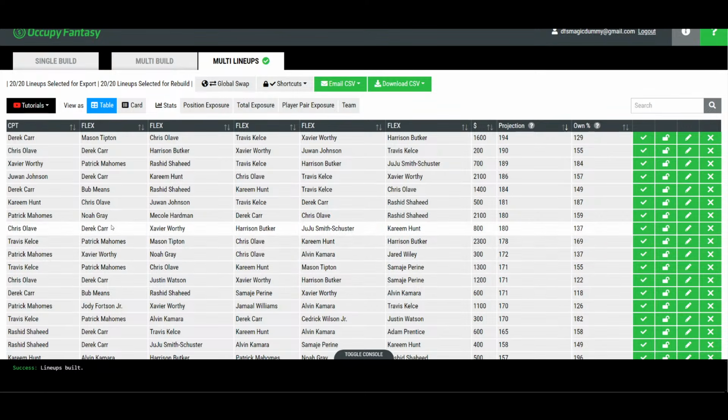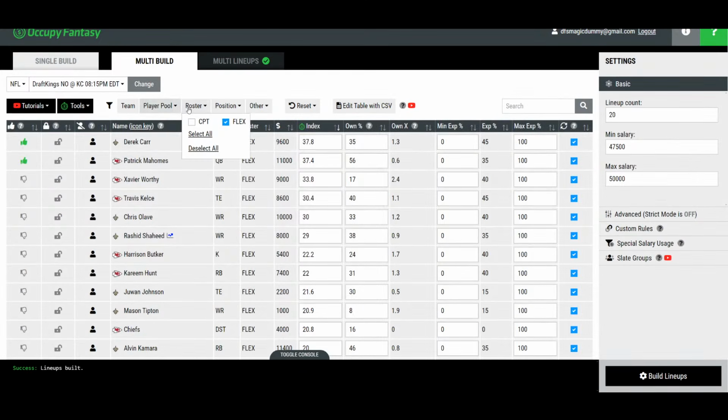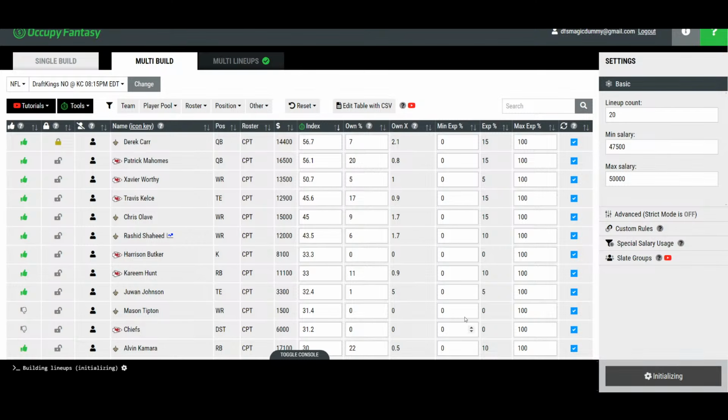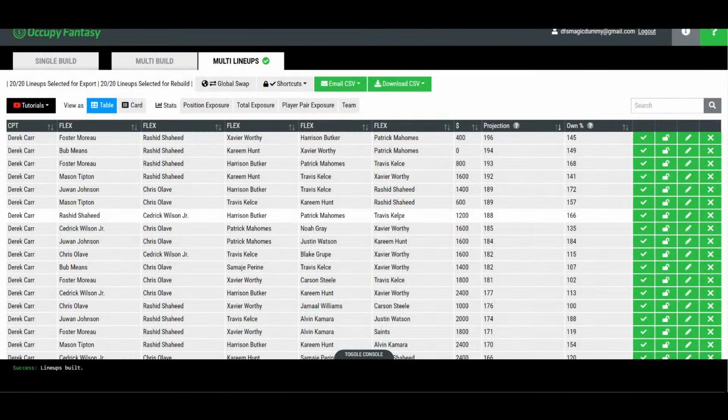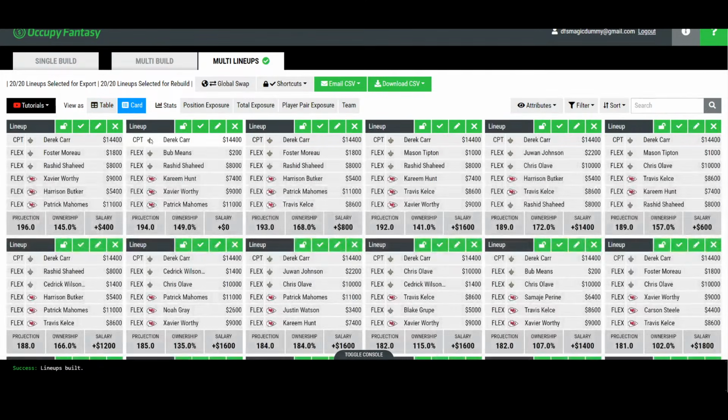So what I would do next, I would go back to multi-build. Let's lock Derek Carr at MVP, captain on DraftKings. And let's build 20 lineups. And we'll see what all of the Derek Carr lineups look like. Boom. 20 lineups, Derek Carr. They're all Derek Carr. And they're all small field Derek Carr lineups based on the rules we put in from the plug, guide, etc.